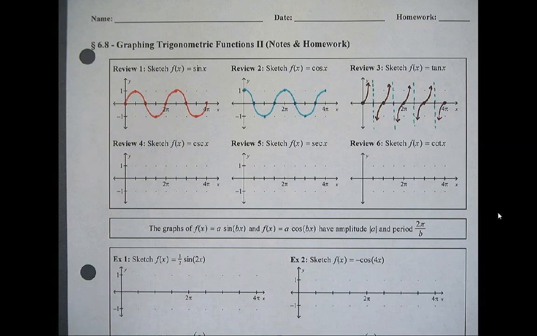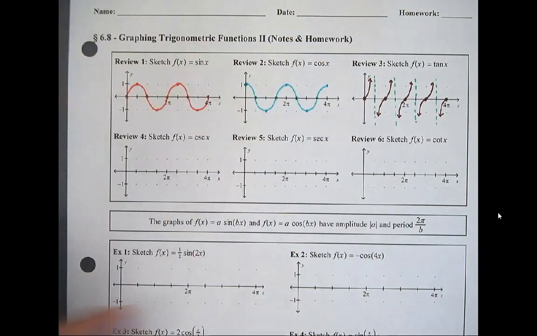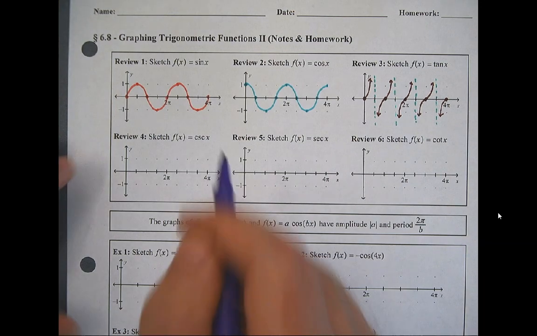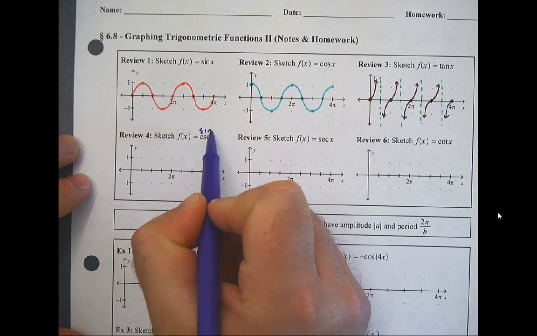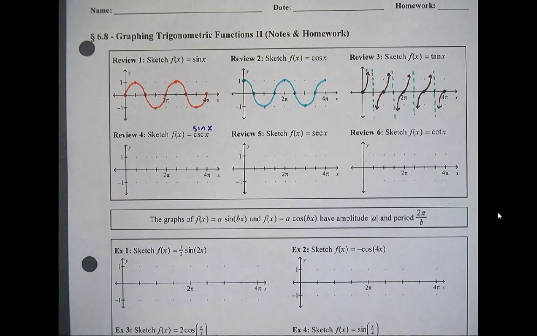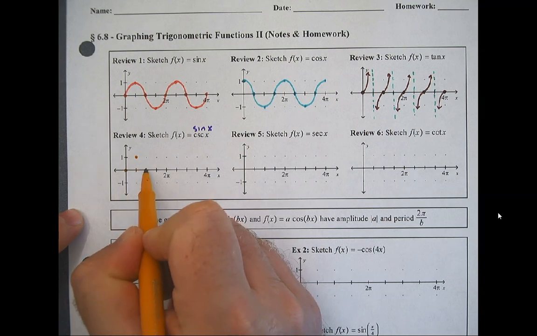Then as we move on, I guess we'll go to cosecant next. Seems kind of weird out of order, but the reciprocal functions are underneath the function that we're trying to sketch. So cosecant is the reciprocal of sine. So I'm going to start off by sketching all the sine values. So again, sine starts at 0.